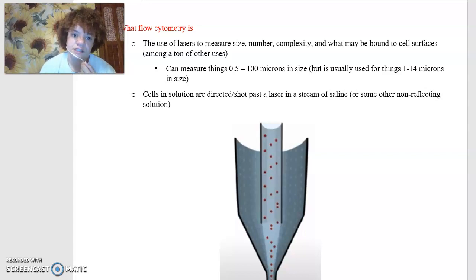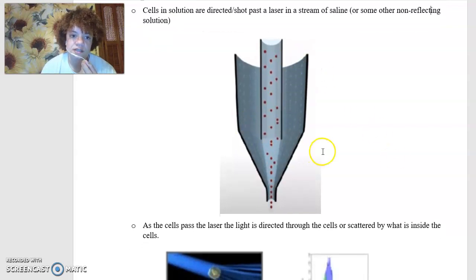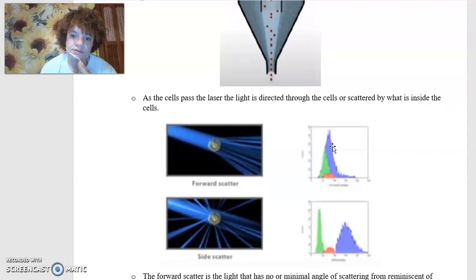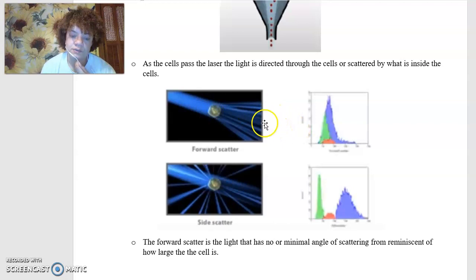So the cells are in solution and they are directed or shot past a laser in a stream of saline or some other non-reflecting solution. This is just like a screenshot from a really helpful video that I found. As the cells pass the laser, the light is directed either through the cells or scattered by what's inside the cells. What passes through is called forward scatter, and that's determined by a minimal angle of scatter, beneath a certain threshold angle. Side scatter is what is reflected in every other direction other than straight forward.